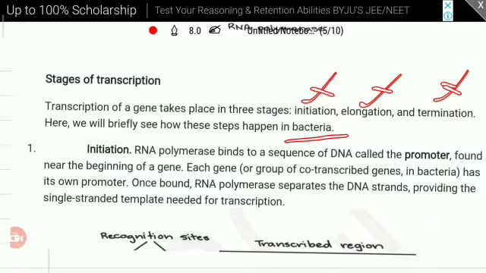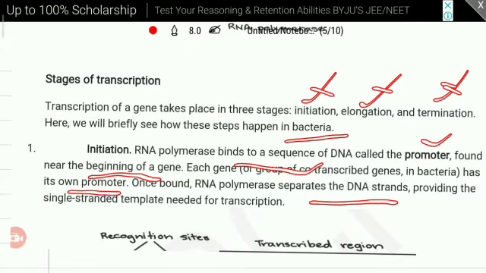Now RNA polymerase binds to a sequence of DNA called promoter. Promoter is present at the beginning of the gene. Each gene has its own promoter. Once bound, what does this RNA polymerase do? It separates the double helical DNA into 2 separate single strands.